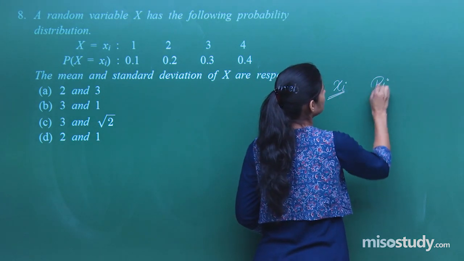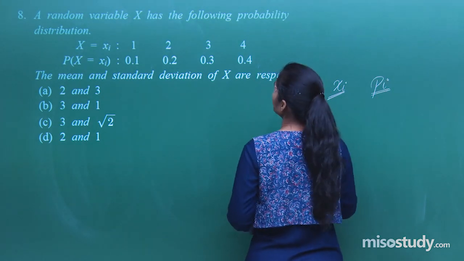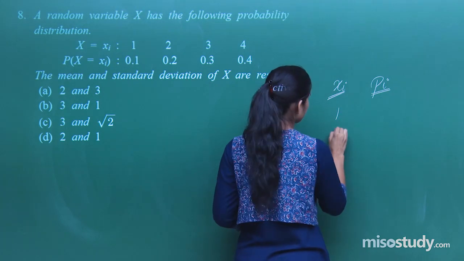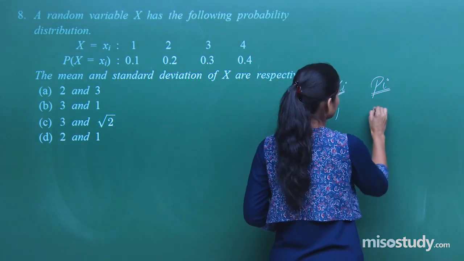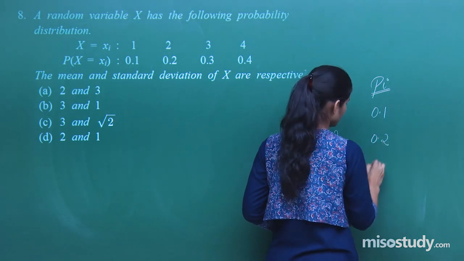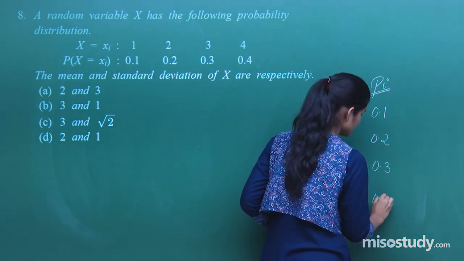Xi and respective pi. So Xi is 1, 2, 3 and 4. Pi's are 0.1, 0.2, 0.3, 0.4.